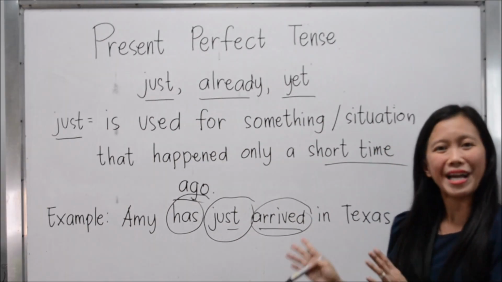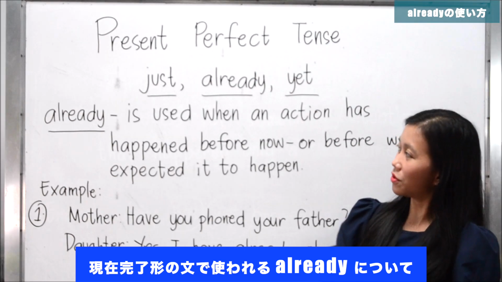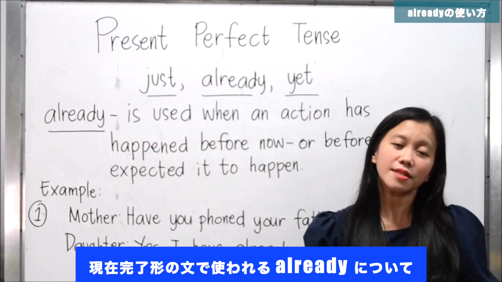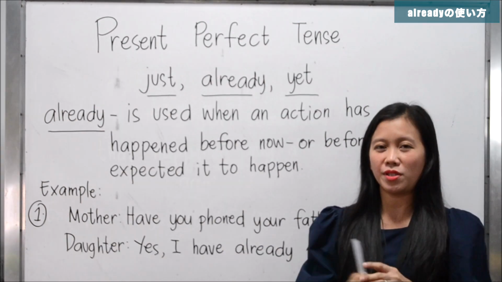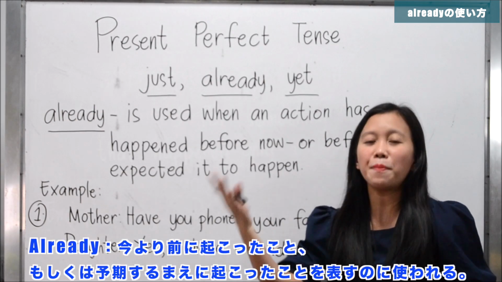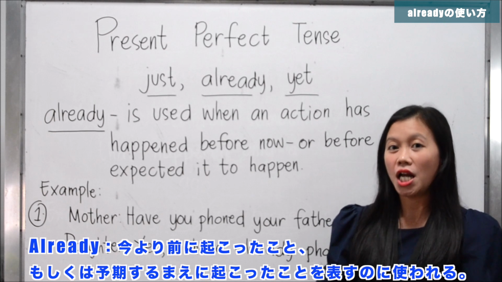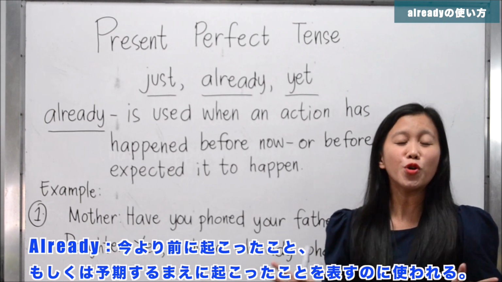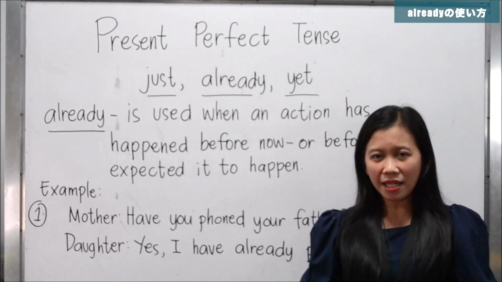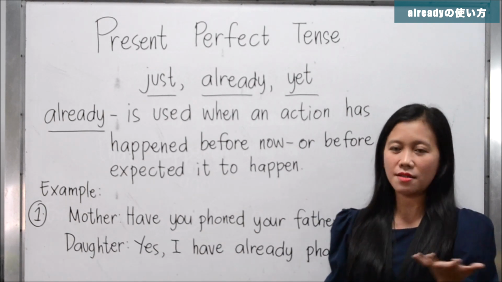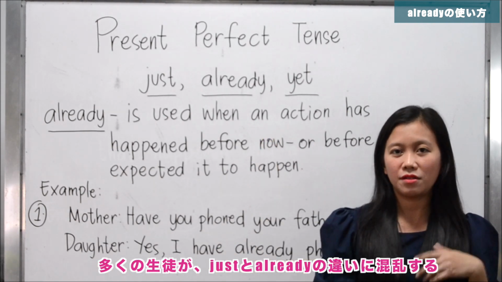Notice the word order. Just is located in between the auxiliary verb has and the past participle form of the verb arrived. The word already is used with the present perfect tense when we want to talk about an action that has happened before now, or before we expected it to happen. Many students are confused about just and already, but actually they are different.